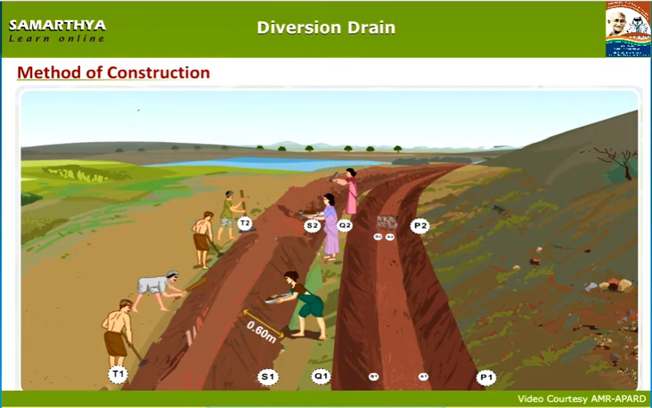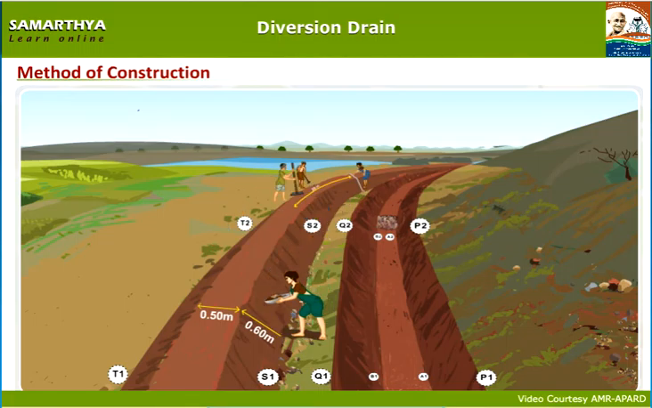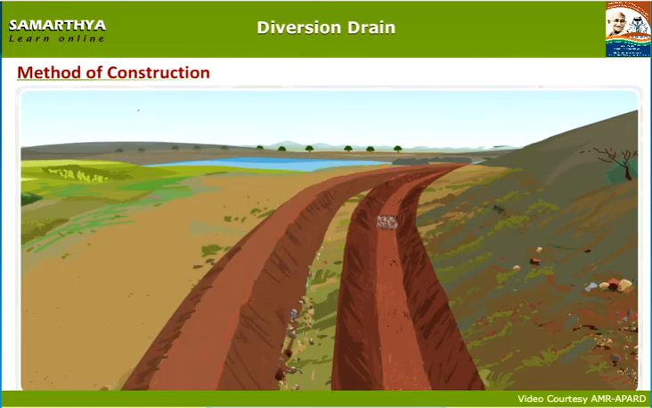Construct the earthen bund with a consistent top width of 0.5 meters and strengthen the slope sides with the help of templates. Repeat the same procedure of construction along the length of the diversion canal for each 30 meters bit length till the diversion canal reaches the natural stream. The earthen bund constructed in this method looks like as shown on the screen.